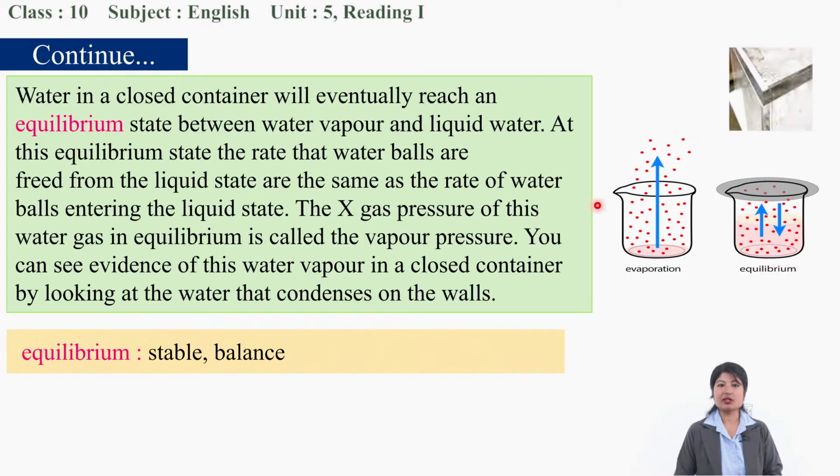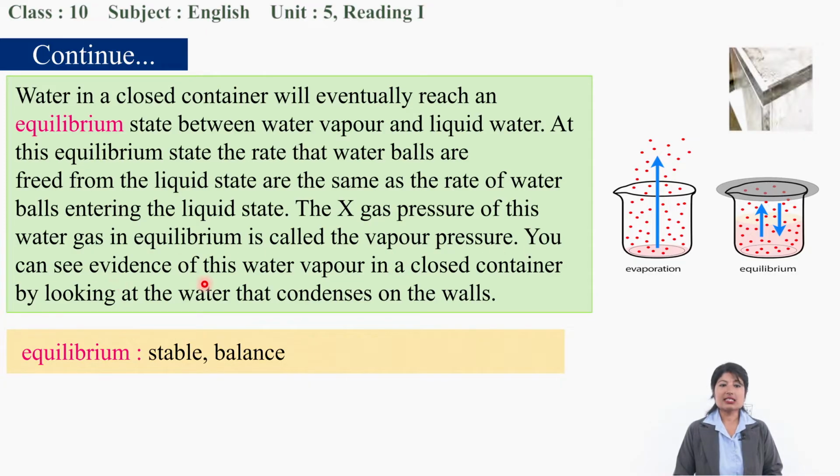At this equilibrium state, the rate that water molecules are freed from the liquid state is the same as the rate of water molecules entering the liquid state. The rate is the same. The gas pressure of this water gas in equilibrium is called the vapor pressure. The vapor goes up. This is vapor pressure.